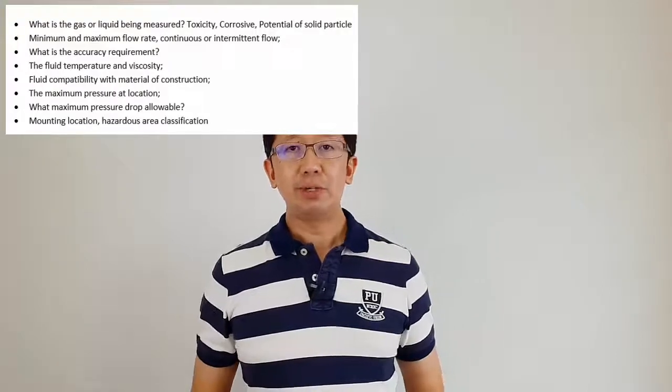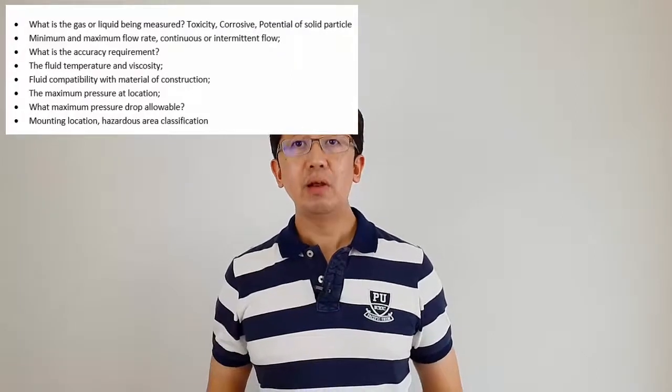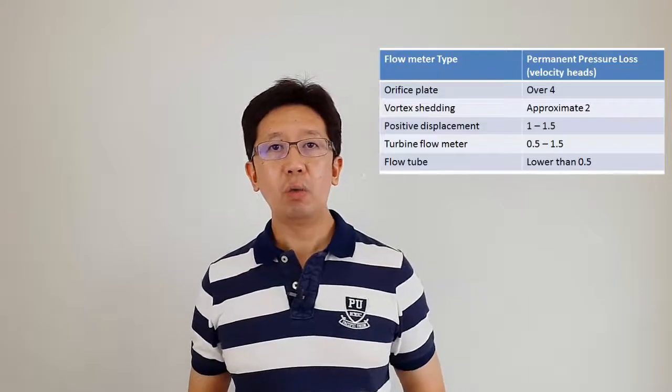If we need to compare the pressure loss, in the case of clean and non-corrosive fluid, the pressure loss is the main factor for selecting. It depends on how much pressure loss is available, so that the pressure will not further impact the existing pressure source. Other factors such as the acceptable reading accuracy are also necessary, because a low pressure drop and highly accurate measurement will require a high cost of investment. For example, the permanent pressure loss of each flow meter is shown in the picture. This is a table comparing the pressure loss of the orifice plate, vortex shedding, positive displacement, turbine flow meter, and flow tubes.